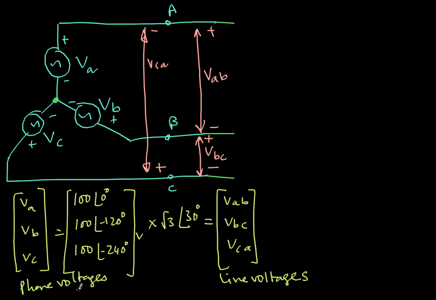So these are phase voltages of source, and these are line voltages. Here we don't specify source or load, because basically they are voltages measured on the line which is connecting the source and the load.